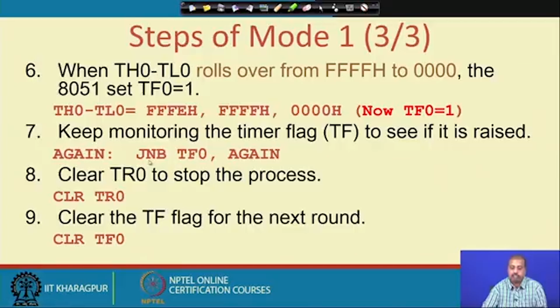That will mean that we are monitoring the TF0 bit, and as long as it is 0, it will keep looping here. Then we clear the TR0 bit to stop the timer operation, and then we clear the TF flag so that next time when you want to operate the timer, it should not create any problem. This way we can use the 16-bit timer in mode 1.